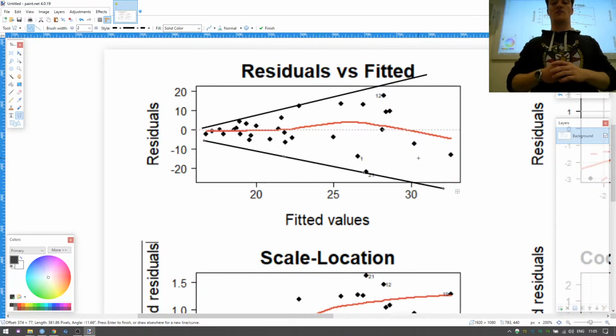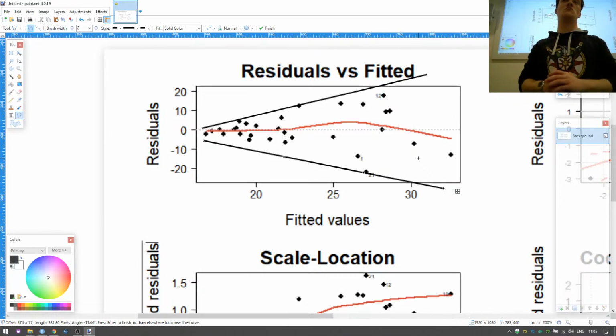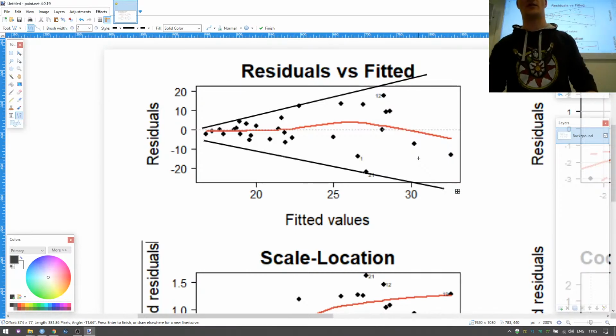Like I mentioned before, the non-constant variance assumption is the least important. Your p-values are still correct. It's just that linear regression is not efficient when this is the case. So there are better methods.